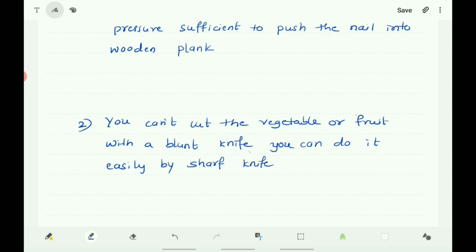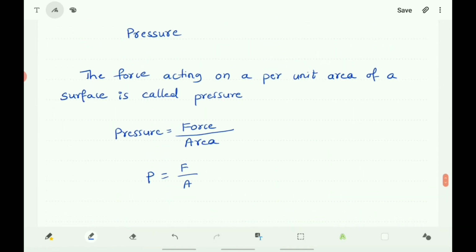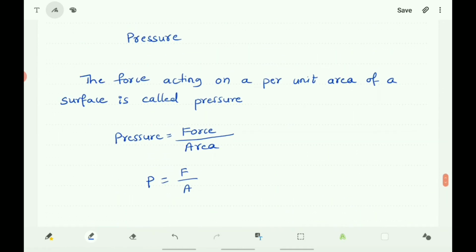So in the expression pressure is equal to force by area, the effect of force, that is the pressure, is inversely proportional to the area.